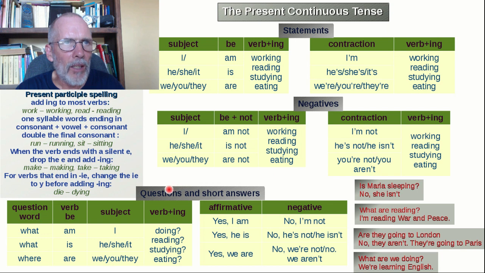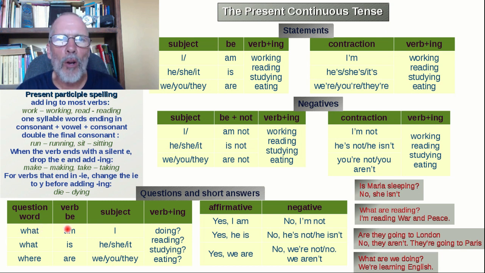Now finally we come to the questions and the short answers. So the question is formed first of all by using the question word, if there is one, because sometimes we have a yes or no question. For example, here we have a yes or no question. Is Maria sleeping? So this doesn't have a question word because the answer is yes she is or no she isn't. But if we do have a question word, it needs to come first.